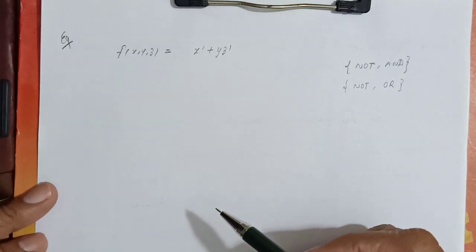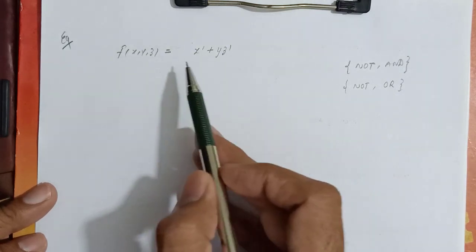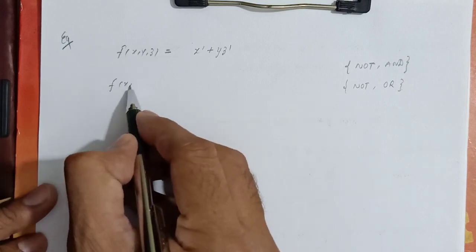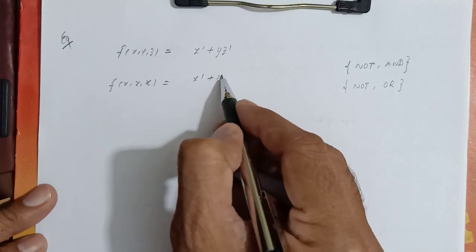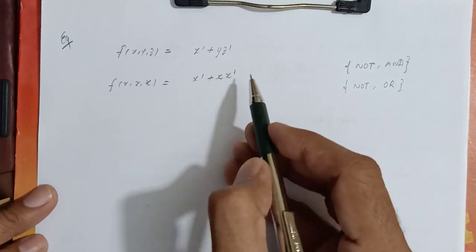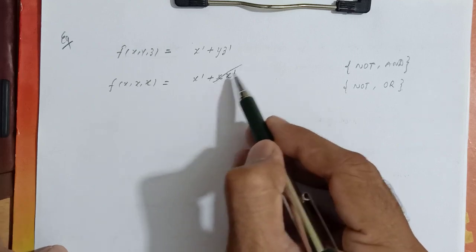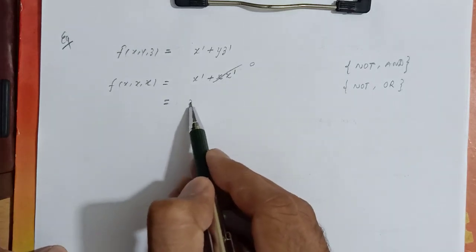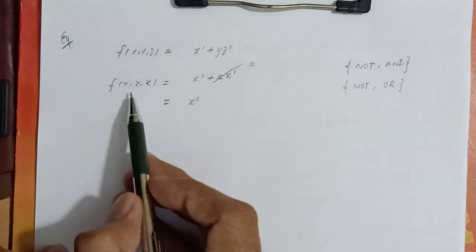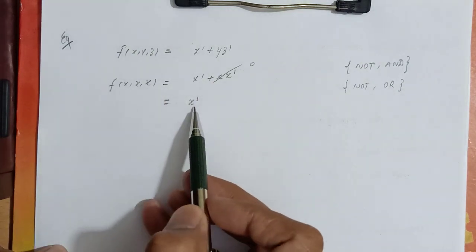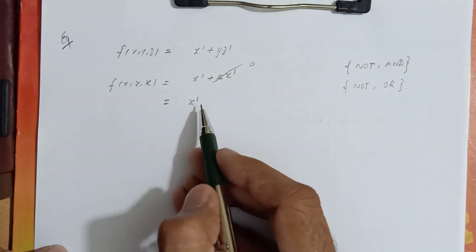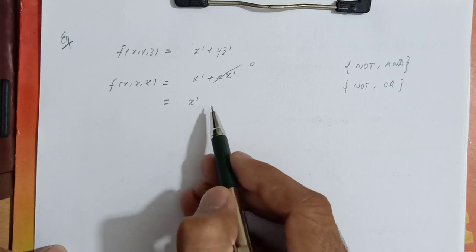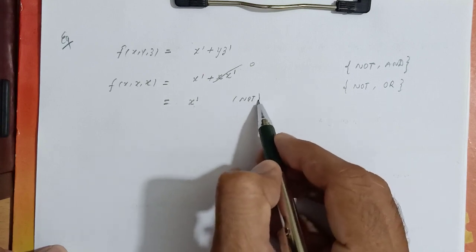In order to generate the NOT operation, we generally make all the variables the same variable. So if we calculate f of x, x, x, what will it be? x plus x x dash. So x x dash is nothing but 0. So we easily derive x dash. If we make all three inputs the same, then we easily get x dash, the complement of a variable. So in this way the NOT operation is realized.